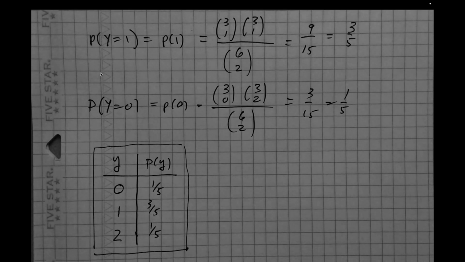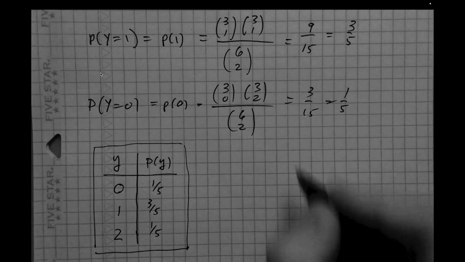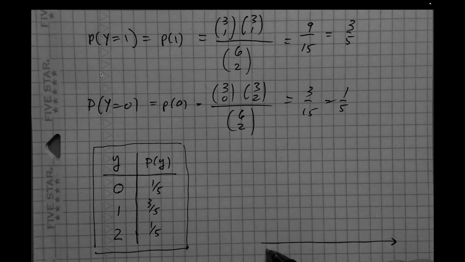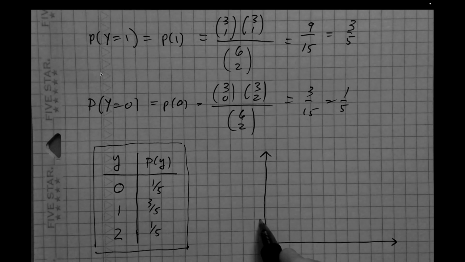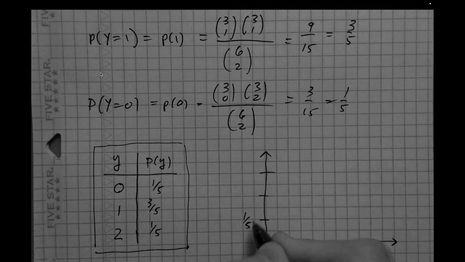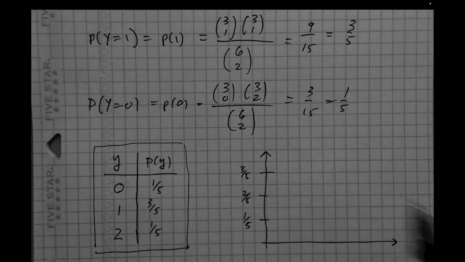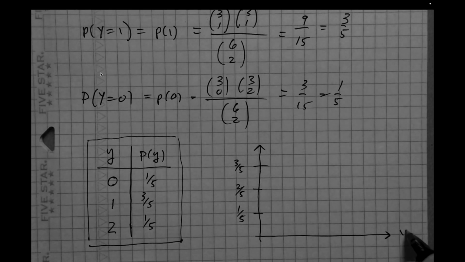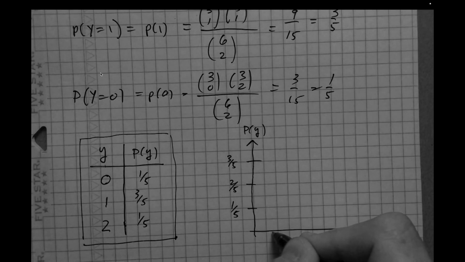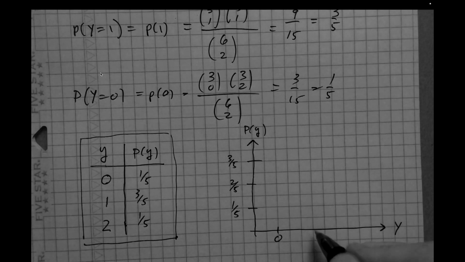Now we can also represent it as a graph, right? So we could say, here's my axis, and we'll come up like this. And let's say we want 1/5, 2/5, 3/5. On the horizontal, we've got the values of y. On the vertical, we've got the probability of y. And so we know that we've got 0, and we've got 1, and we've got 2.